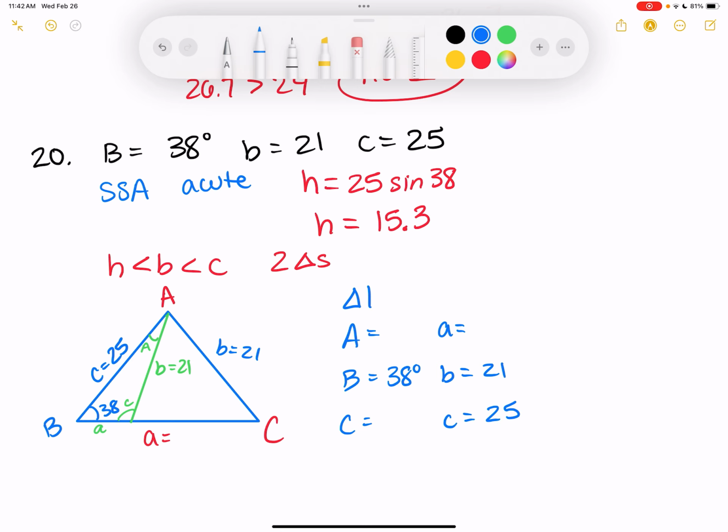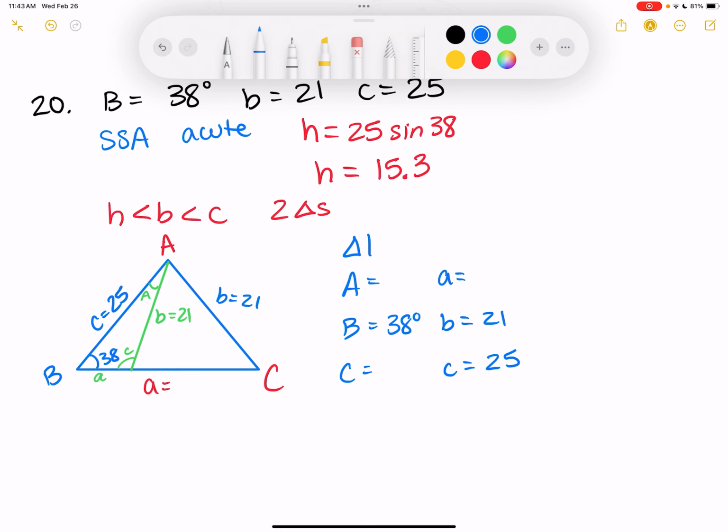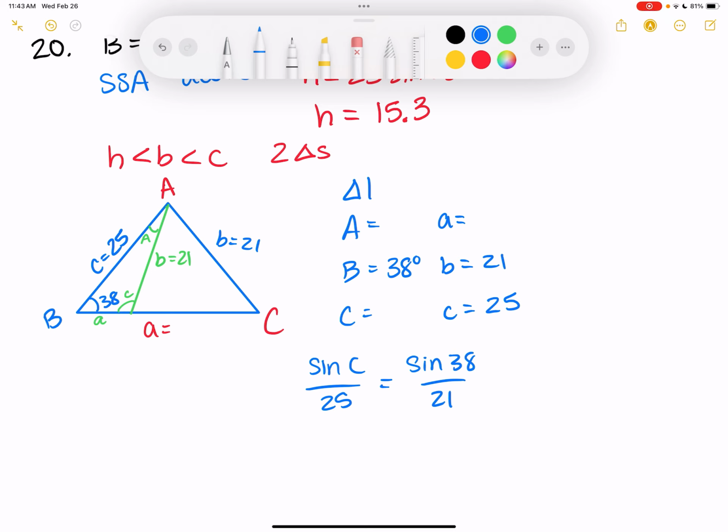So first I'm going to solve for angle C. I can do sine of C over 25 equals the sine of 38 over 21. So C is the inverse sine of 25 times the sine of 38 over 21.